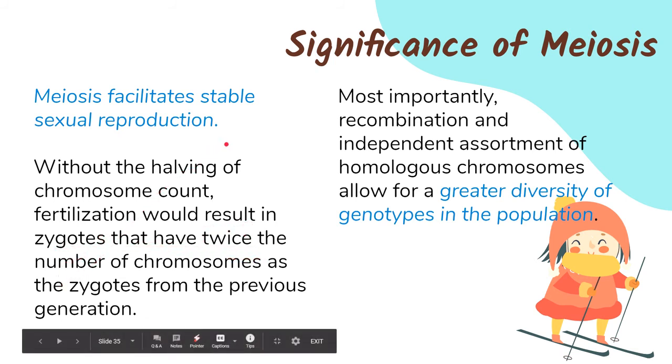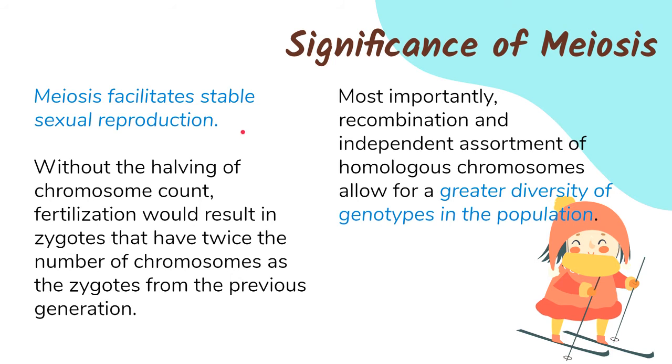So for example, if there's no reduction division, so the products of meiosis are 46 chromosomes in a sperm cell and 46 chromosomes in an egg cell. So when they unite, that gives you how many? 92 chromosomes in a zygote. That's not possible. Nature will not allow that to happen. It will be spontaneously aborted. Okay? It will not survive.